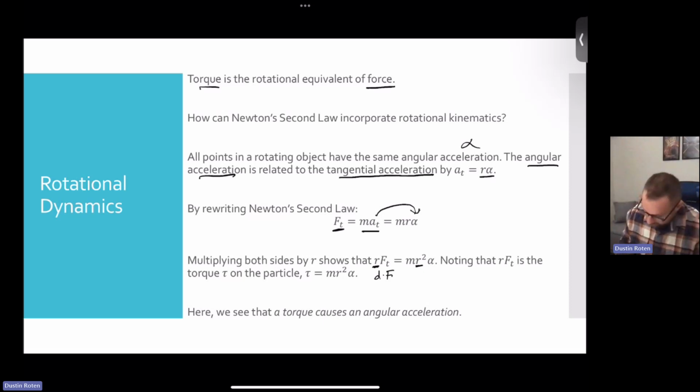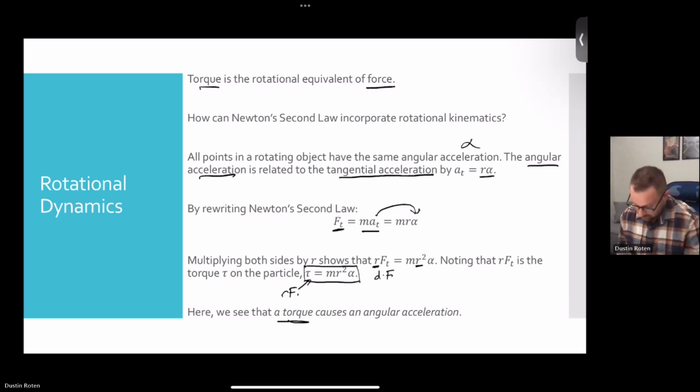So if we rewrite this and just say that rF is equal to tau, or torque, then this is m r squared times alpha. So this is how we can actually start with Newton's second law and generate sort of a Newton's second law for torque. Here we see that torque causes an angular acceleration, and we see that because angular acceleration is actually right there in the equation.